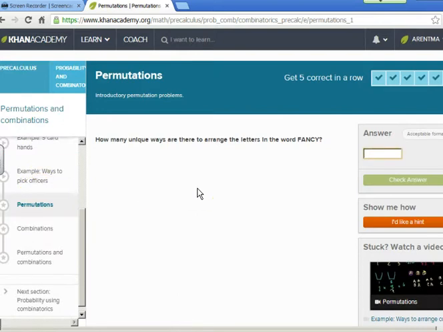How many unique ways are there to rearrange the letters in the word fancy? Well, you could try listing them all. But if you think about it, you have 5 spots. You could choose 5 different letters for the first spot, 4 for the second, because you already chose the first one, so there's only 4 left. So 3 for the third spot, 2 left, and 1.